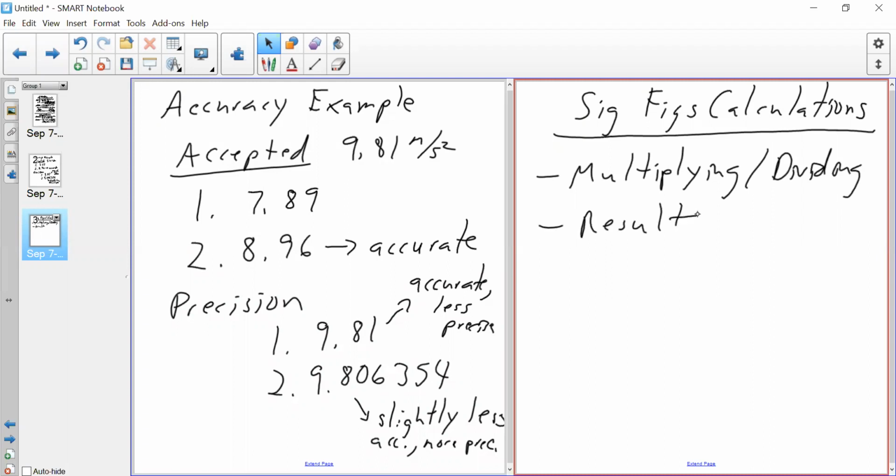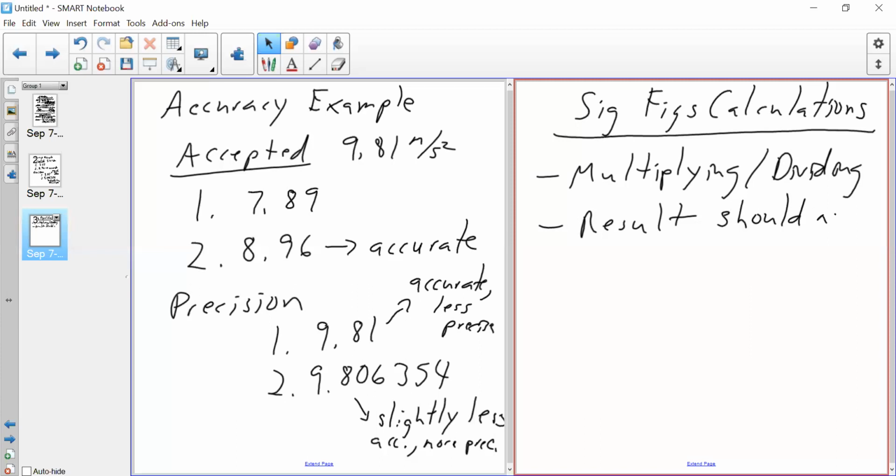The result should not be more precise than the least precise number to produce that result. In other words, the answer should be in terms of the least number of sig figs. And so that's what we were banking on when we multiply and divide. I'm going to be glib right here just for the moment.